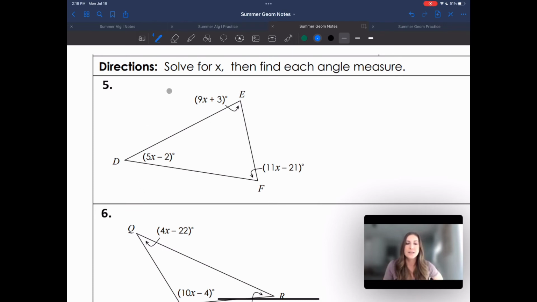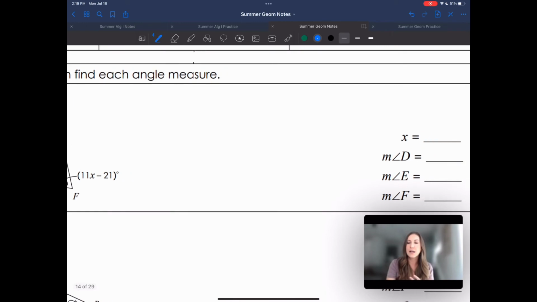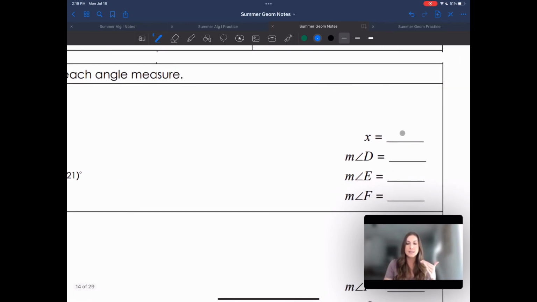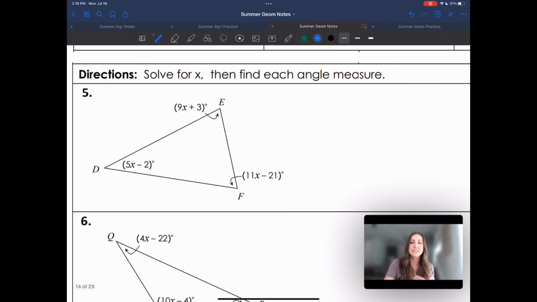So number 5. It says solve for x, then find each angle measure. Yeah, if you look to the side here, it does want you to solve for x, and then it wants you to actually find the measure of the 3 angles. That part's actually surprisingly easy. Let's see if we can find x first. So this looks kind of crazy.